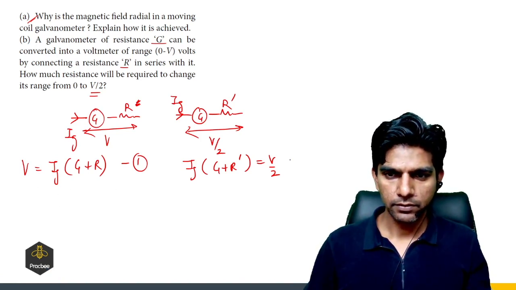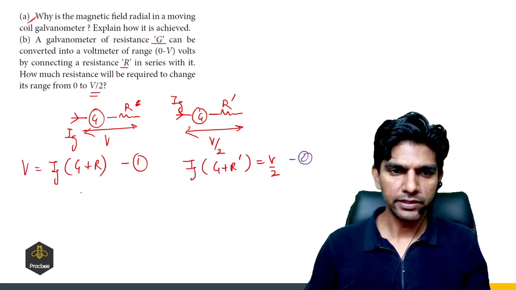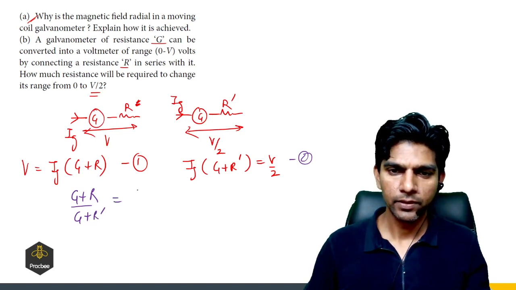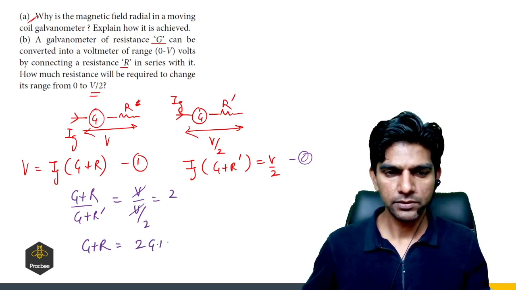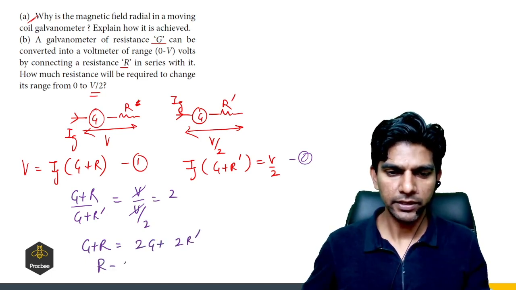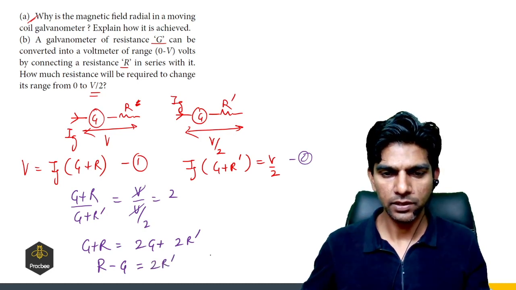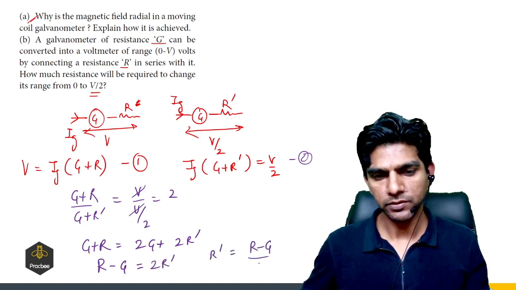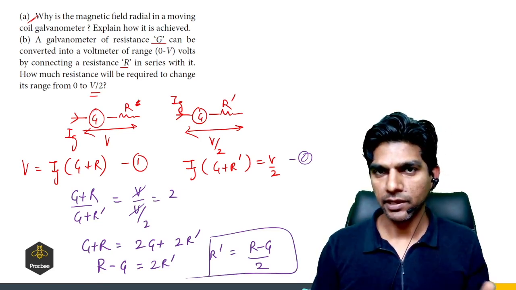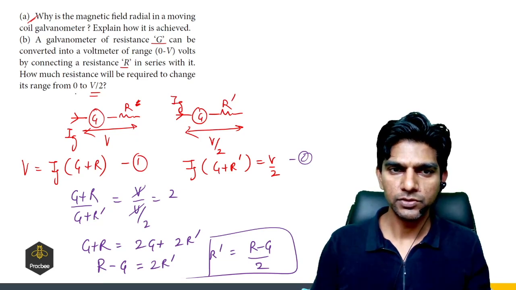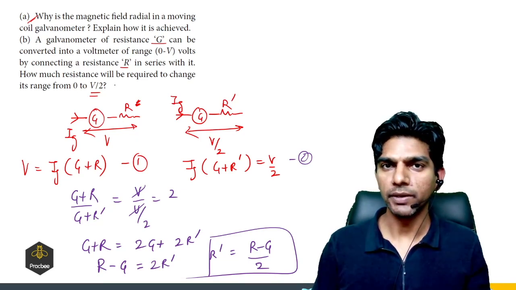So if we divide first and second, we can say G plus R upon G plus R prime should be equal to V upon V by 2. So this V will get cancelled. So this will be 2. So we can say G plus R is equal to 2G plus 2R prime. So R minus G is equal to 2R prime. So R prime will be R minus G by 2. So that is the resistor that we have to connect in series with the galvanometer to change the range from 0 to V to 0 to V by 2.